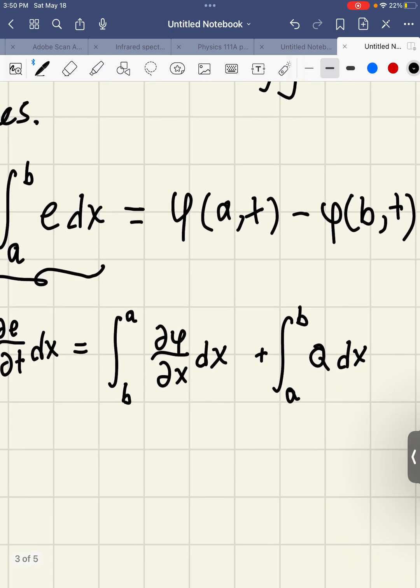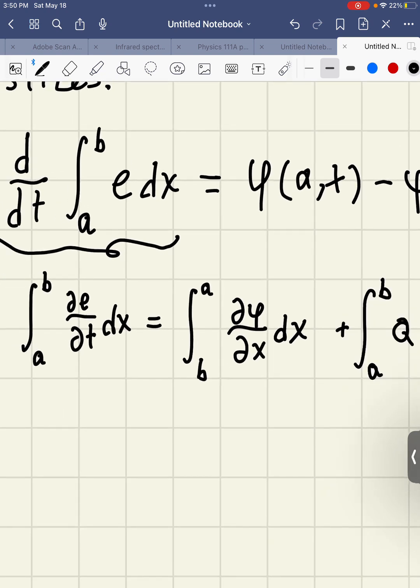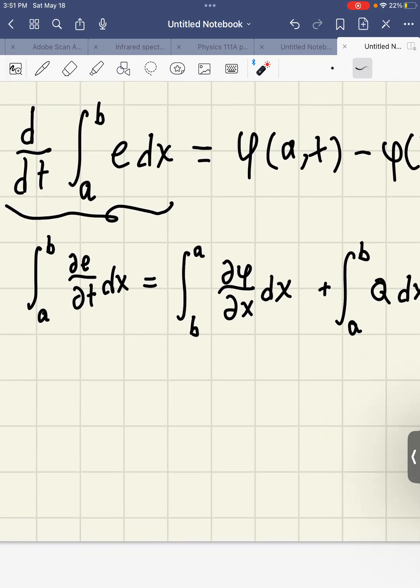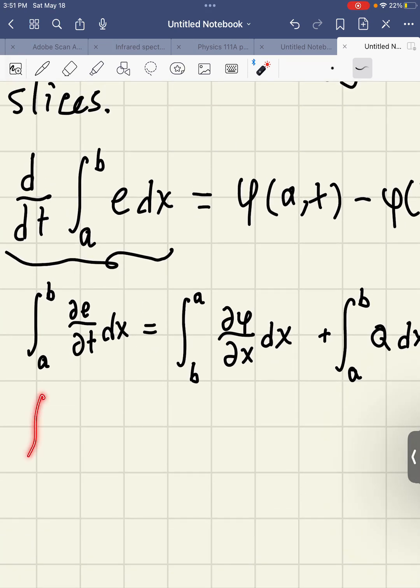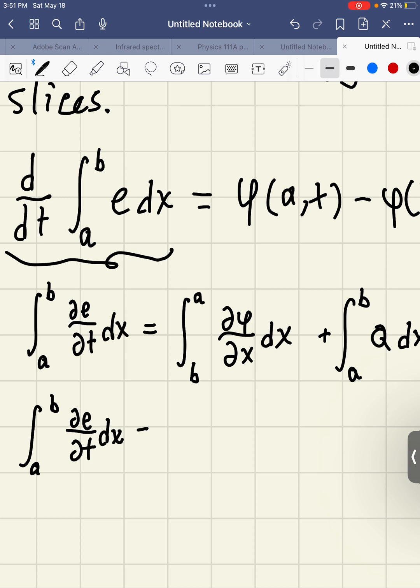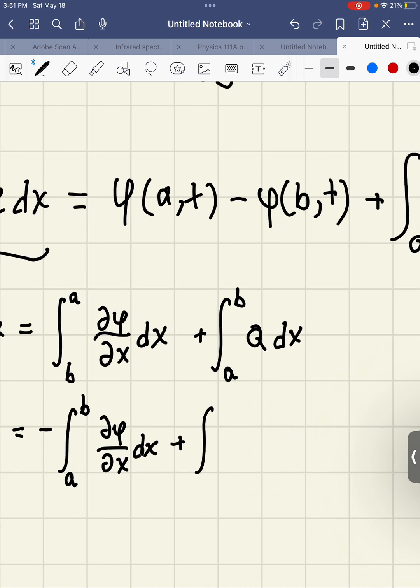Now, I can rewrite this because all my integrals go from a to b, by swapping the limits to a to b and introducing a negative sign. So I'll get the integral from a to b of partial e partial t dx equals negative the integral from a to b of partial phi partial x dx plus the integral from a to b of q dx.